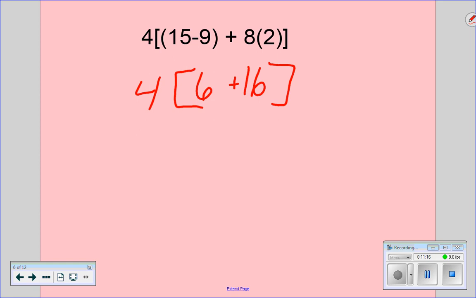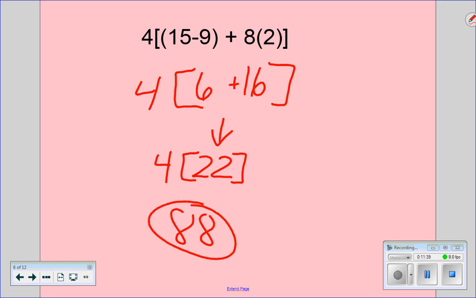Now, in those brackets, that's the next thing I have to do. Like I said, they're another set of parentheses. They just look a little different. So 16 plus 6 would be 22. And then they're still in brackets. And then I can take care of my 4. So at the end, I can multiply the whole thing by 4. And then it should be 88.